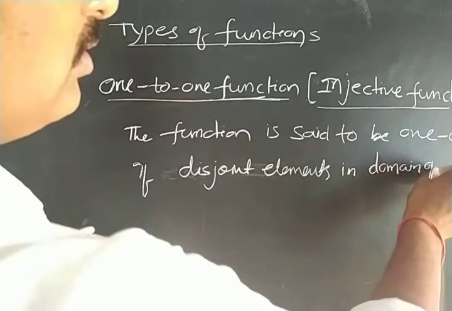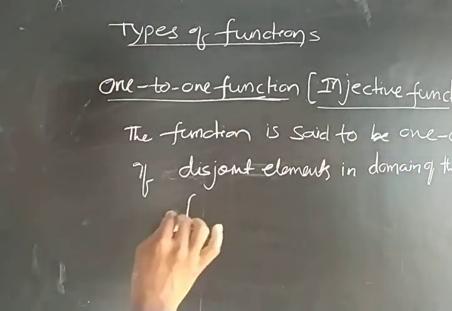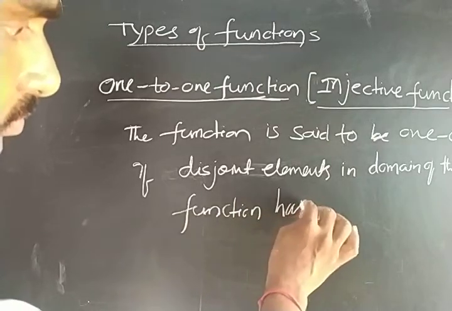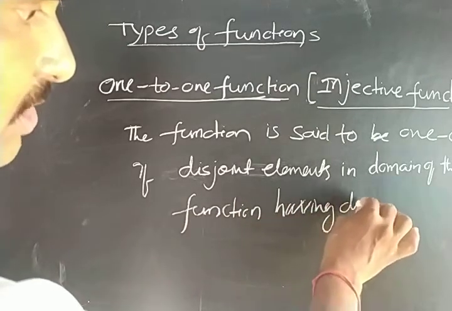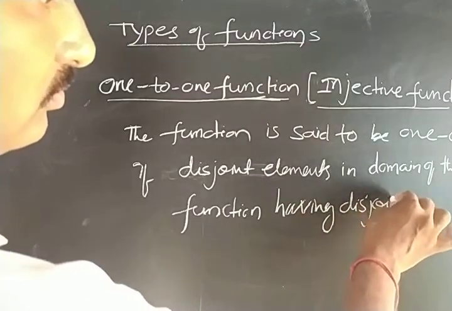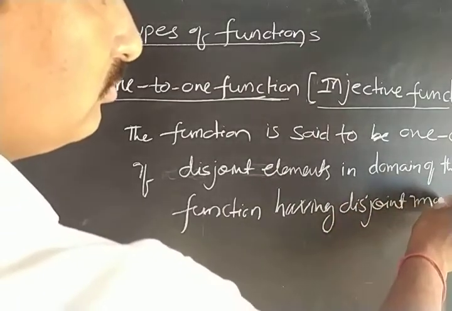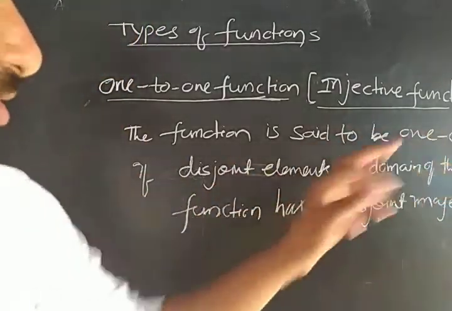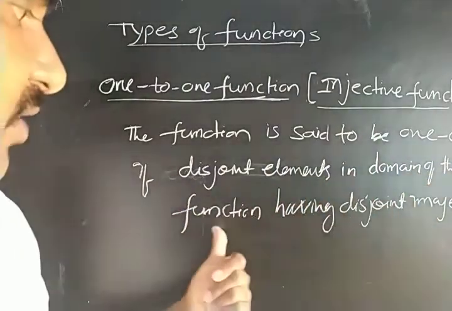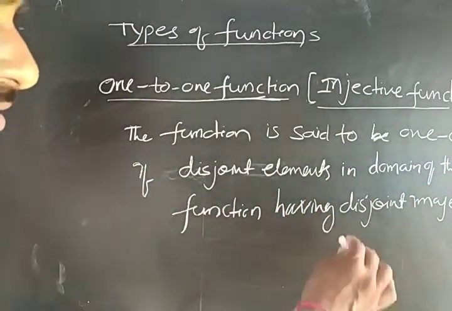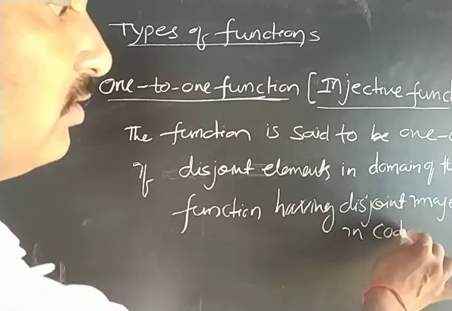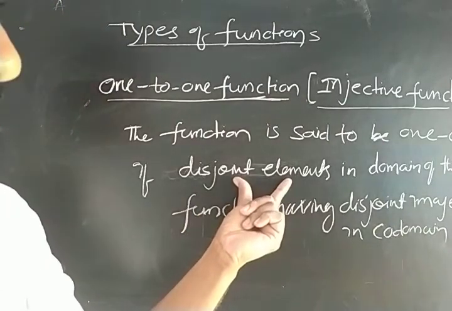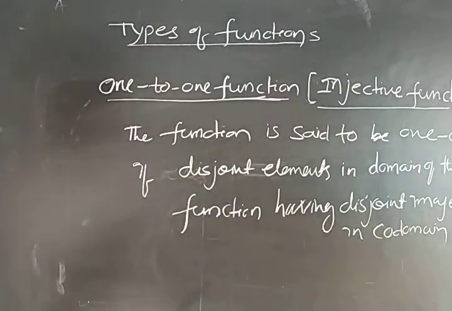Disjoint elements in the domain of the function having disjoint images. Right, what is the definition? The function is said to be 1-1 if disjoint elements in the domain of the function have disjoint images in the codomain. That means different elements. If you take different elements in the domain, they should have different elements in the codomain.